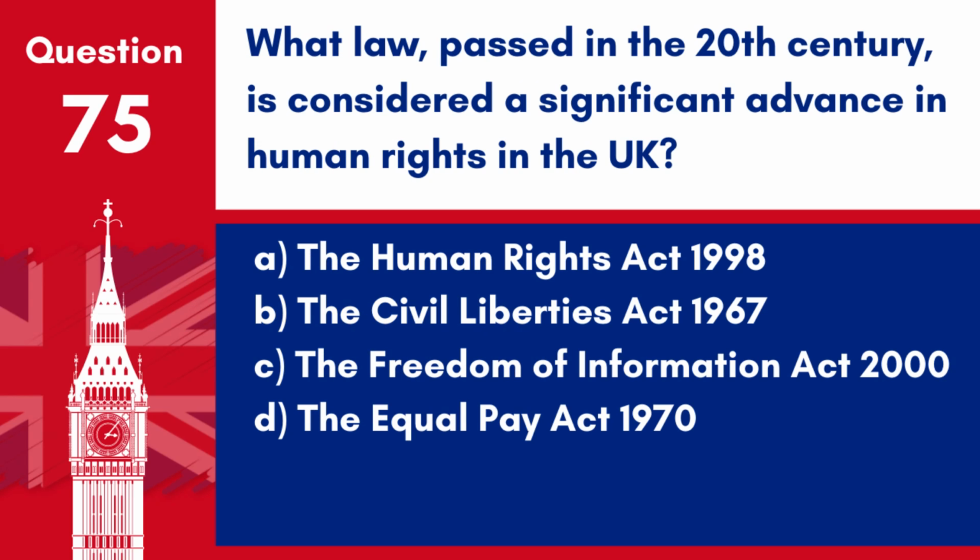Question 75. What law, passed in the 20th century, is considered a significant advance in human rights in the UK? A. The Human Rights Act 1998. B. The Civil Liberties Act 1967. C. The Freedom of Information Act 2000. D. The Equal Pay Act 1970.